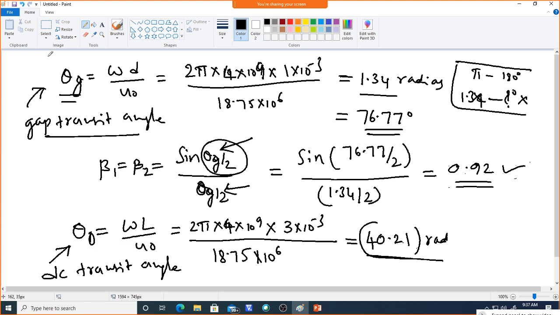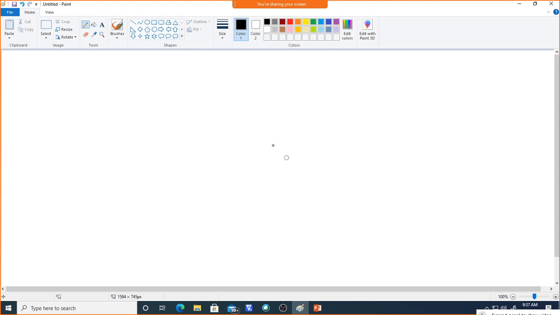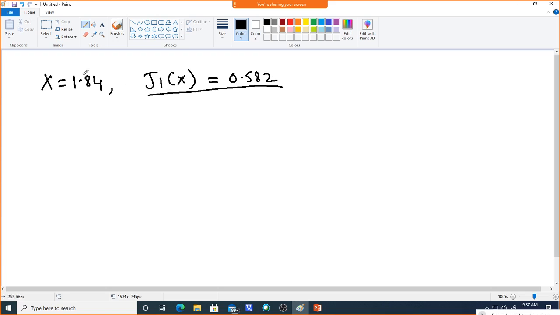Now we know that for maximum power output, the bunching parameter should be x equal to 1.84. If you calculate the Bessel function using the Bessel function sheet for this particular value of x, it gives the value 0.582. In the problem this will be given, so don't worry about that. The bunching parameter and Bessel function value will be specified. Now for this value, we need to calculate the input cavity voltage.